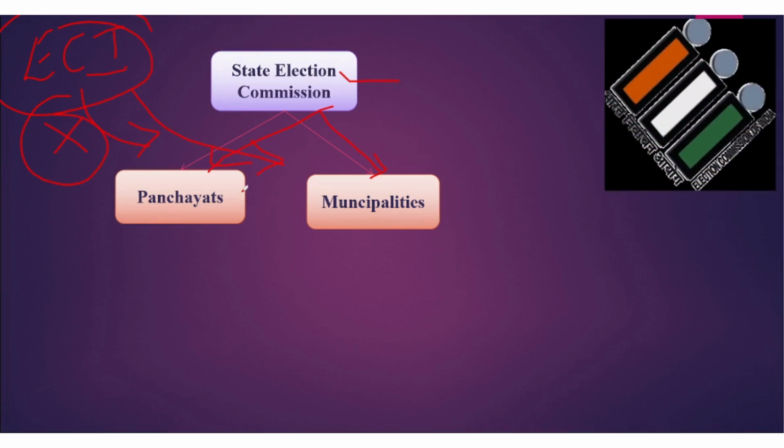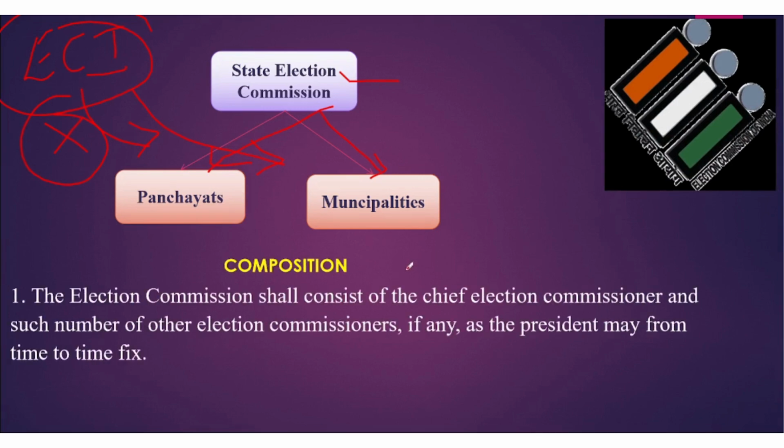This is the symbol of the Election Commission of India. Okay, so what is the composition of the Election Commission? See, the first one says that the Election Commission shall consist of a Chief Election Commissioner and such number of other election commissioners. It means that in the Election Commission of India, there will be one Chief Election Commissioner as well as a number of election commissioners. These are appointed directly by the President.